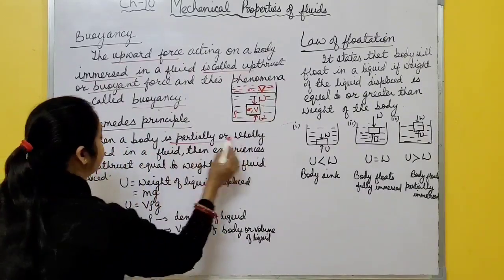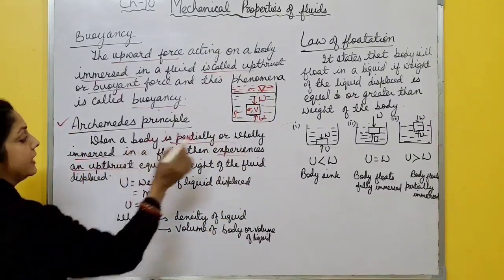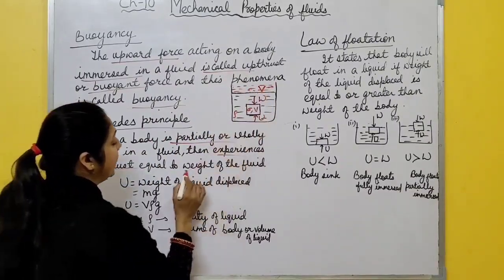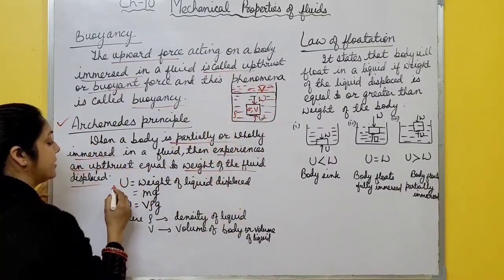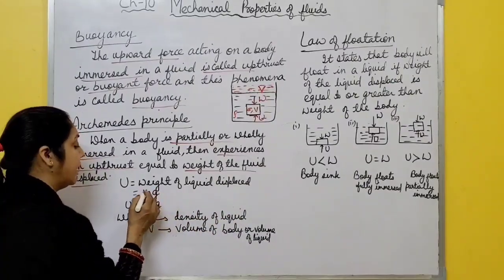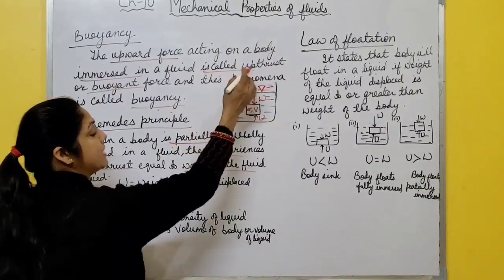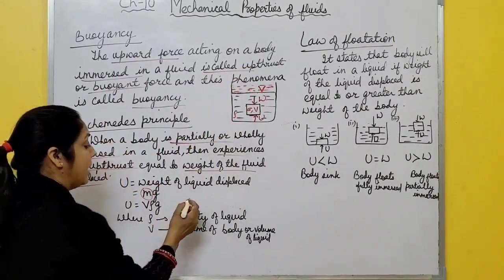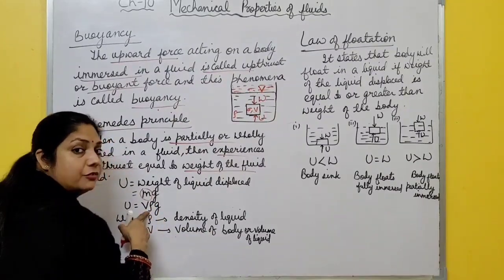When a body is partially or fully immersed in water, it experiences an upthrust, and this upthrust is equal to the weight of the fluid displaced. And how do you find this upthrust? It is equal to the weight of the liquid displaced. Weight means m into g, and this m is the mass of the liquid. How do you find the mass of the displaced liquid? Mass is volume into density, where density is the density of the liquid.